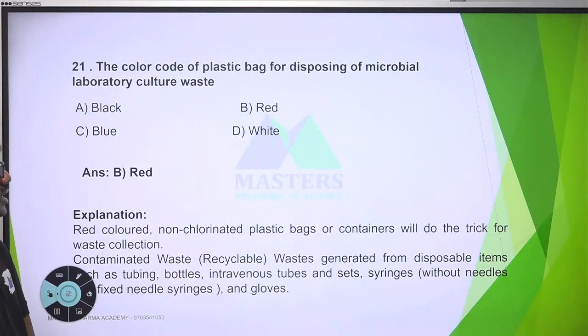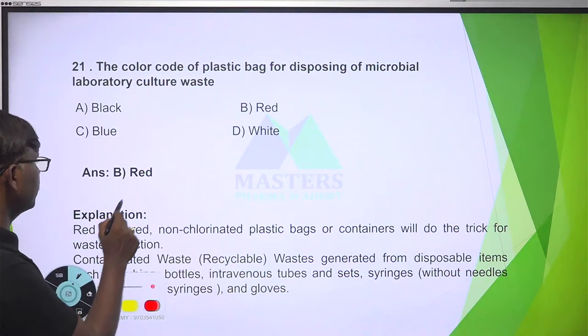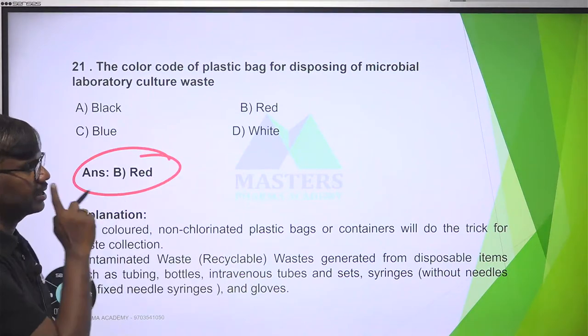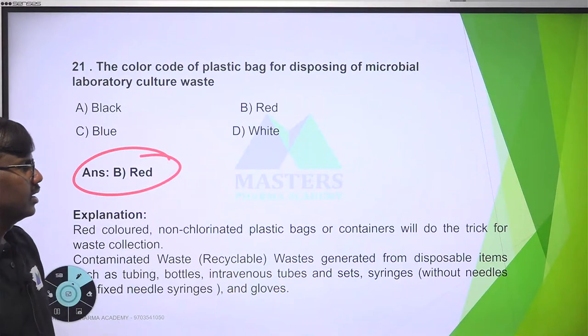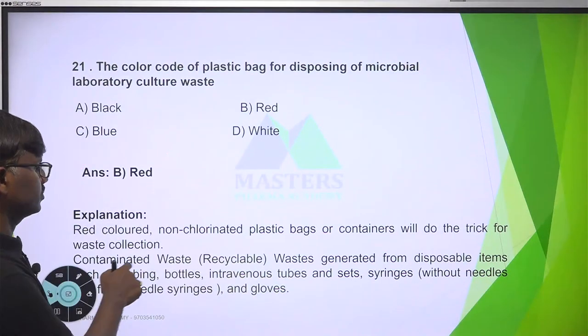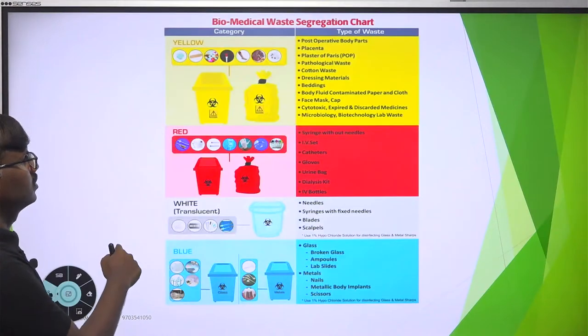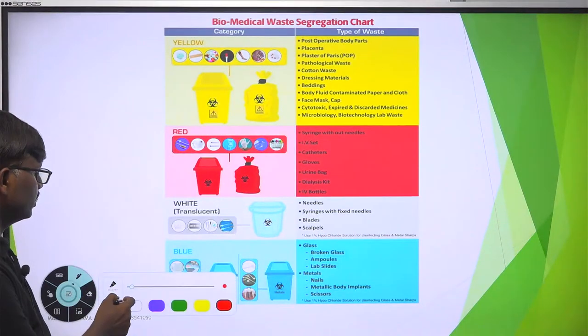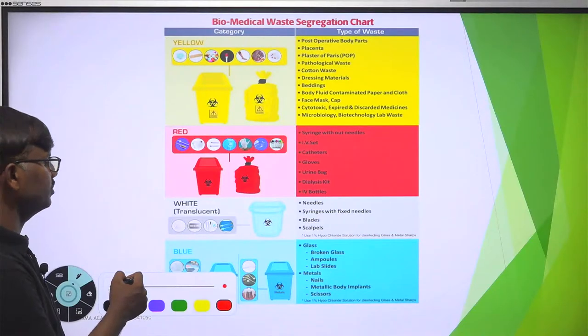Okay, the answer is red color. Microbial culture is dangerous, so we use red color. Red color covers are used for disposing of microbial waste. So these are very important. There is a chance to get a question from this point.